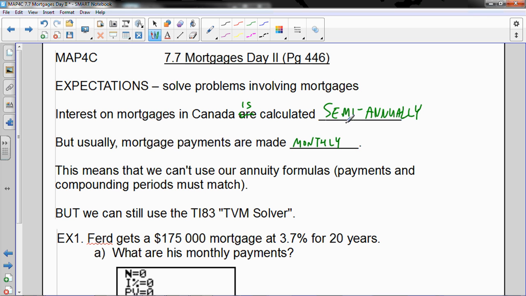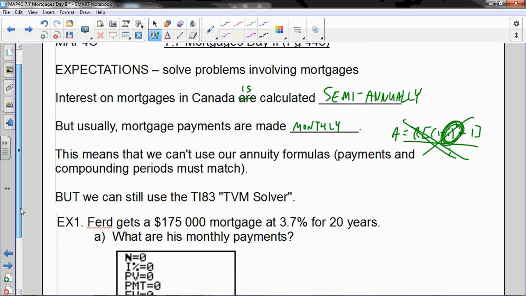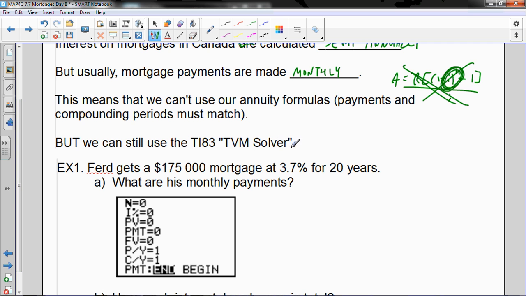And that causes problems mathematically. This means that we can't use our annuity formulas. Payments and compounding periods must match. So remember, our annuity formula was this, where i is the interest rate per period and n is the number of periods, and these things matched. If it was monthly, they matched, but for mortgages one's semi-annually, one's monthly, so we are stuck. But happy day, we can still use the TVM solver.